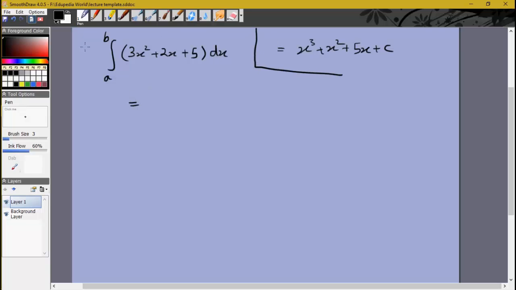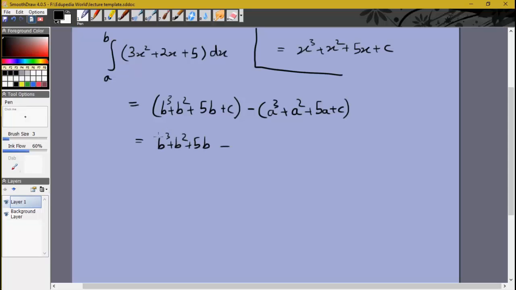So if you have this, the only change is now you take the value of this function at b and the value of this function at a and you subtract them. So now the answer would be b cubed plus b squared plus 5b plus c, whatever c is, minus a cubed plus a squared plus 5a plus c, and we know c and c will cancel, so it will give me b cubed plus b squared plus 5b minus a cubed plus a squared plus 5a.